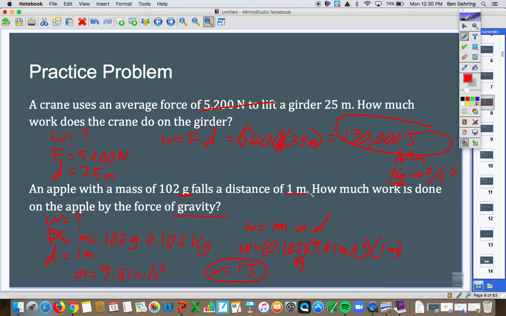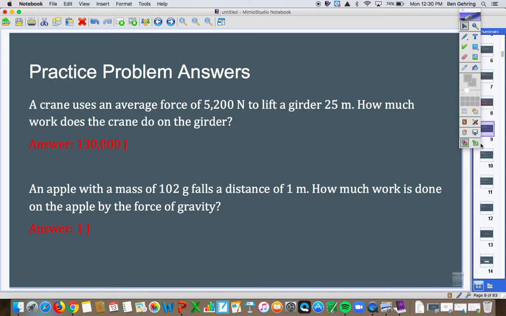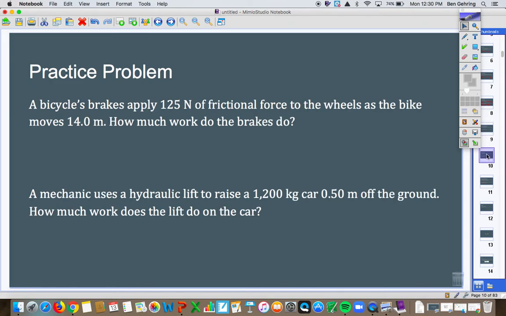Because of this 1 meter here, I only need one significant figure, so 1 joule is going to be there. This one had 2 on 25 and 2 here, so my answer needs to have 2 significant digits as well. All right, on the next slide, I'm going to give you a couple practice questions. Oh, this was the ones we just did, so 130,000 and 1 joule. There's our answers. And then here, I'm going to let you try these. Make sure you pause this video, work through these on your own, and when you resume it, I will give you the answers on the next slide.